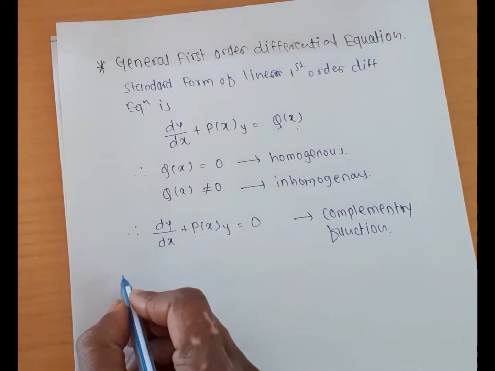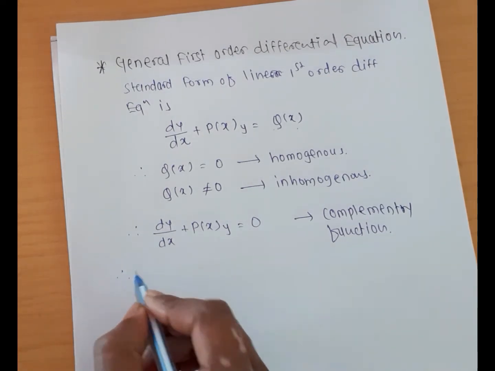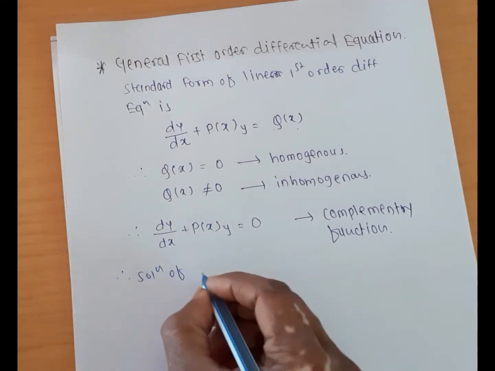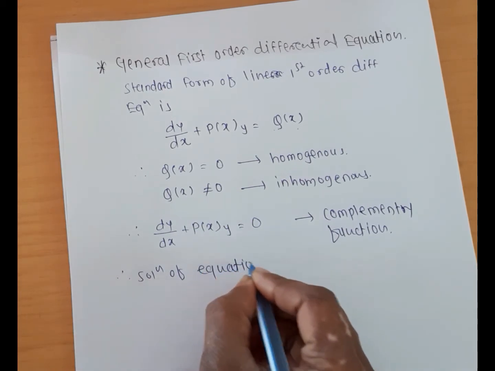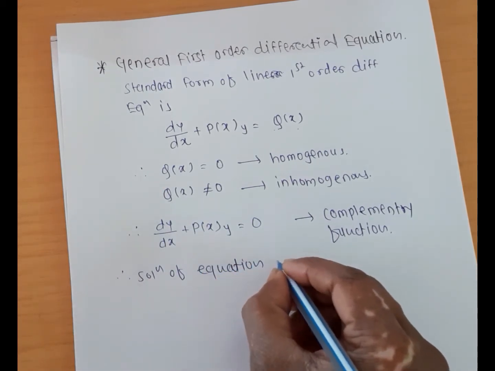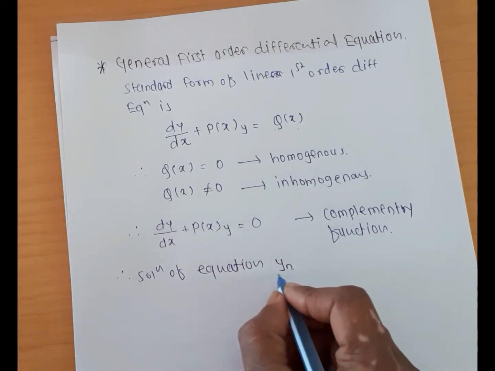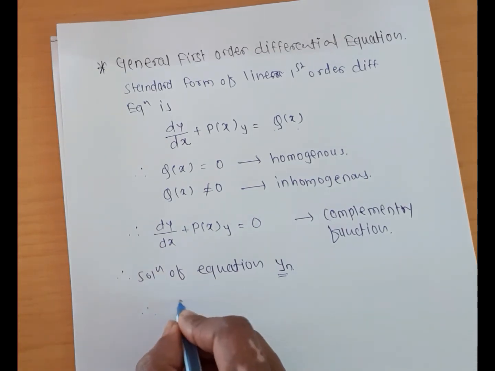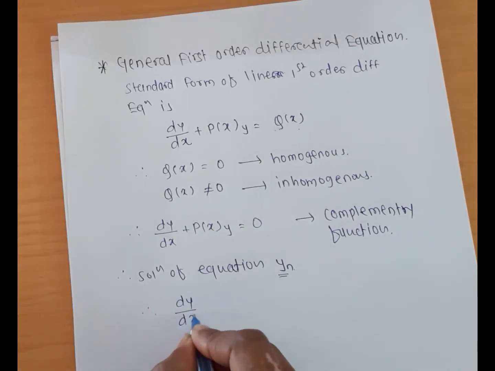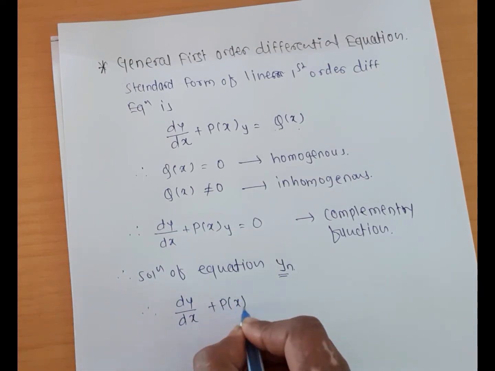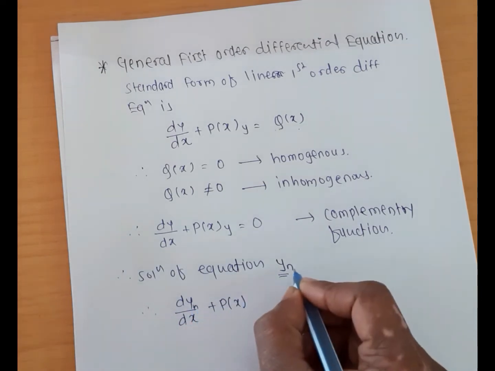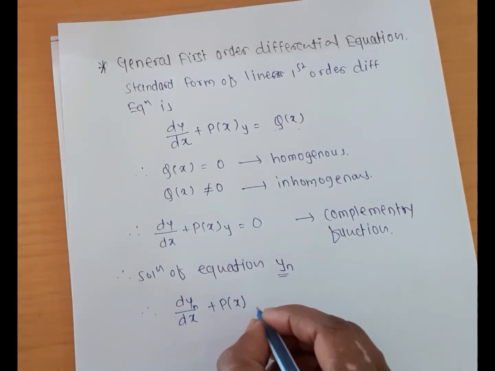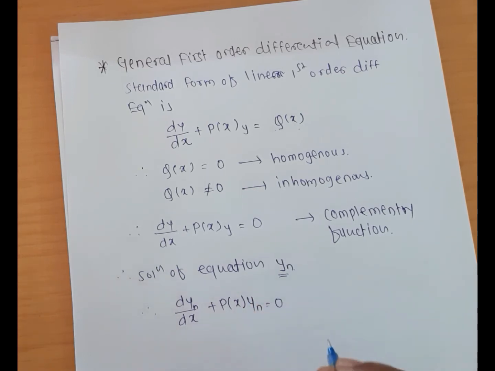Okay, so let the solution of the homogeneous equation be yn. Now here we consider the solution of that equation as yn. So we write the equation dyn upon dx plus p of x times yn is equal to 0, because we are finding the solution yn.